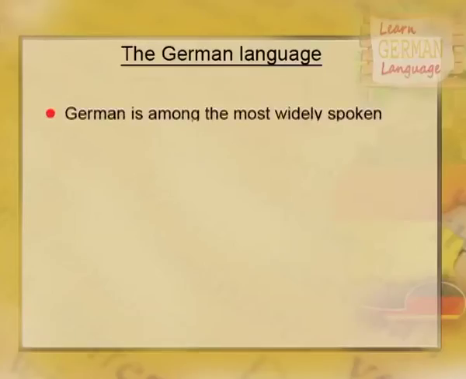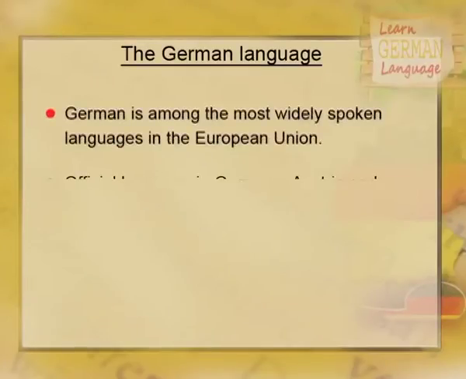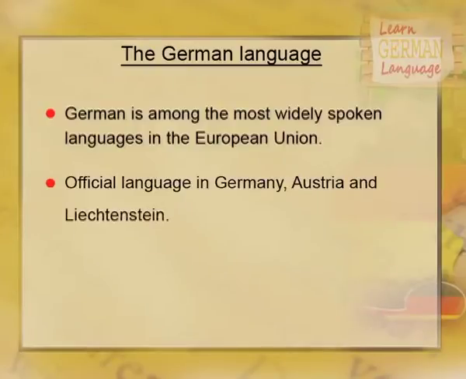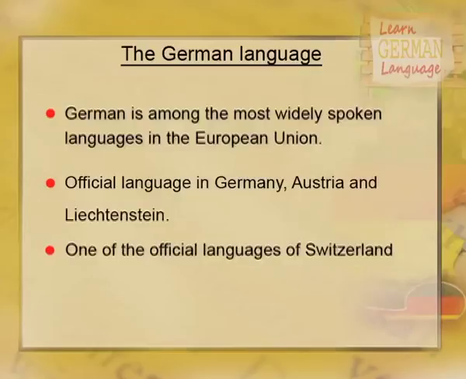You must be wondering, where is German spoken? German is among the most widely spoken languages in the European Union, and it is the official language in Germany, Austria and Liechtenstein. Well, it is also one of the official languages of Switzerland and Luxembourg.